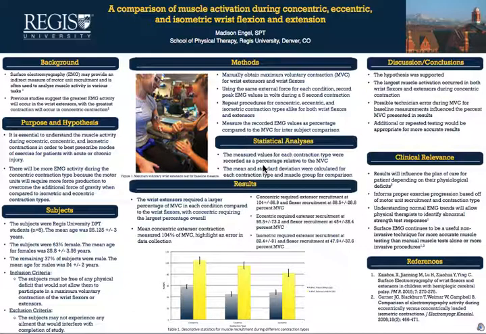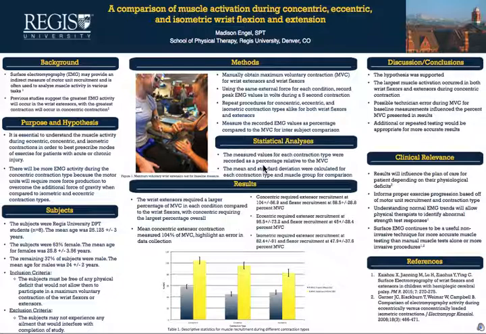We expected that the concentric contraction type would produce the most EMG activity relative to the eccentric and isometric contraction types. We also did note that we expected a difference in the extensor and flexor activity, which you can definitely see both of those situations occurring from the graph of our results.